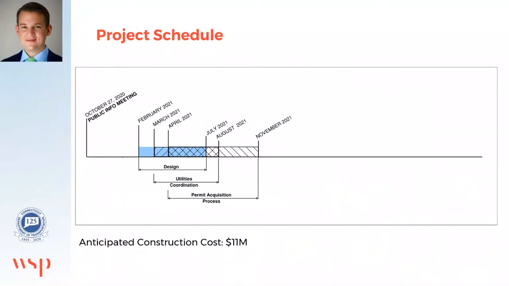Touching on the project schedule, looking at today's date and moving forward, the design will begin at the beginning of next year and run through July. At the same time, there'll be utility coordination going on as well as permit acquisition, and that'll run through the end of next year. The beginning of 2022 will be the beginning of the construction bid phase, with award being in January of that year.